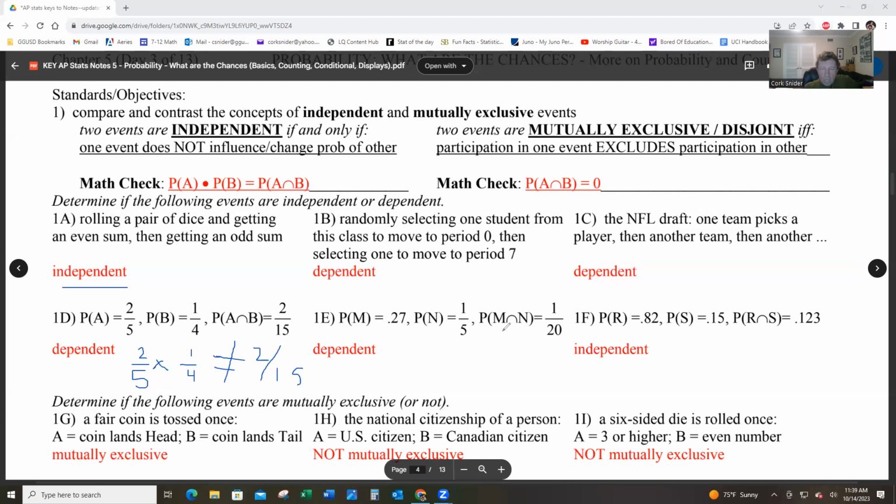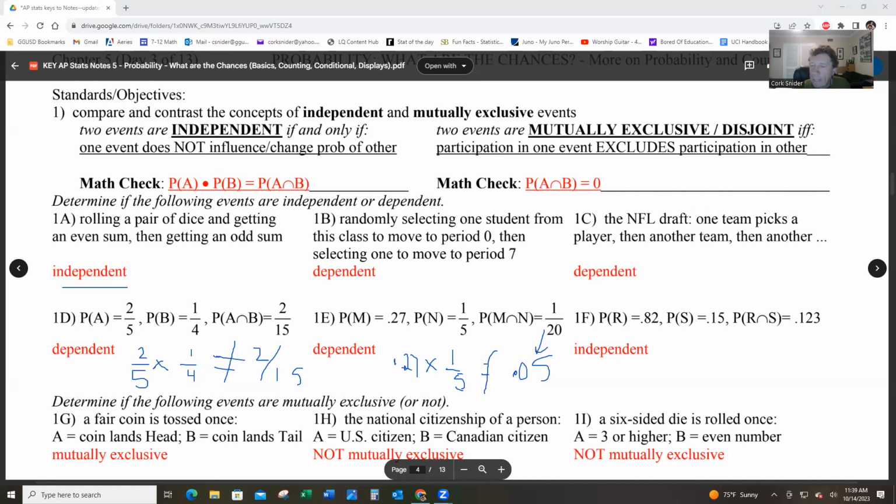Okay. Here's another one. 0.27 times 1/5. Does that equal 1/20 or 0.05? It doesn't. You can check the math behind me, but 1/20th is 0.05. 0.27 times 1/5, or 0.2, is not 0.05. It is not equal. So therefore, those are dependent.